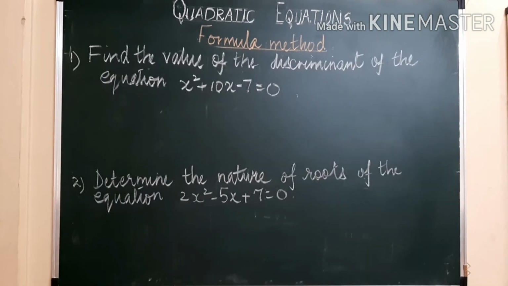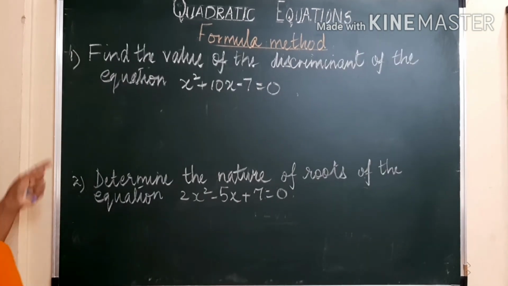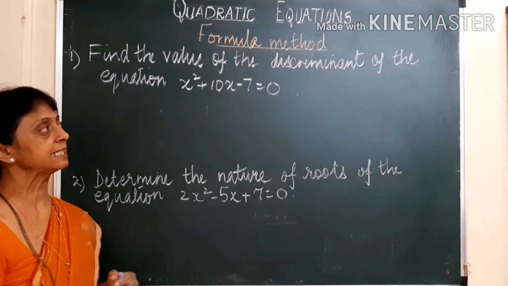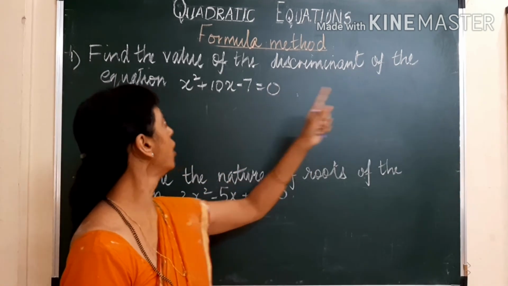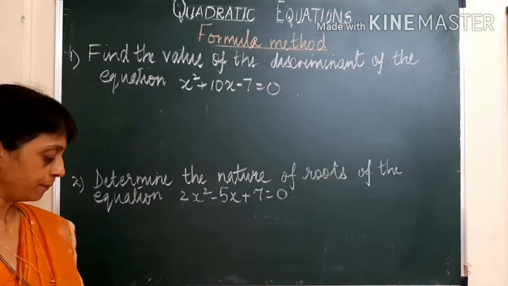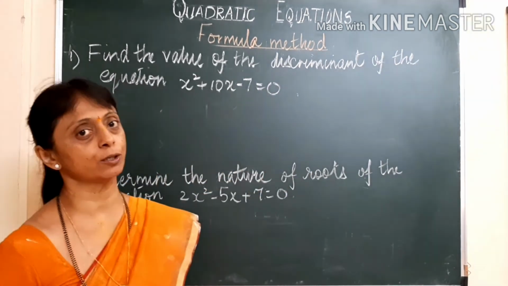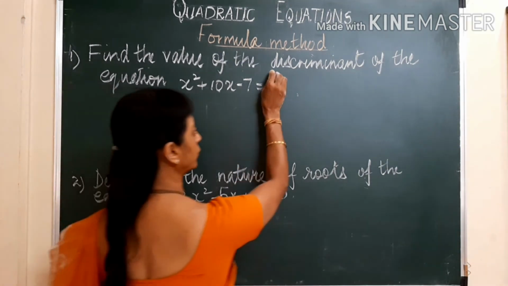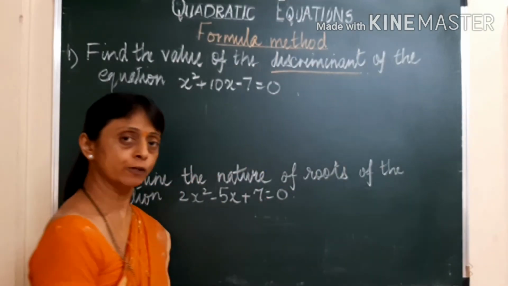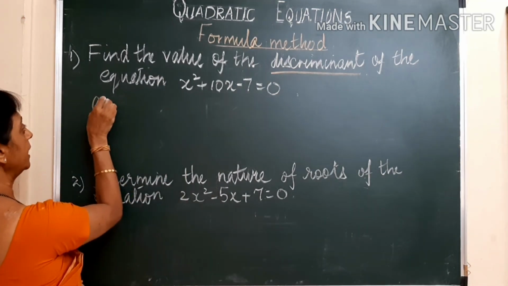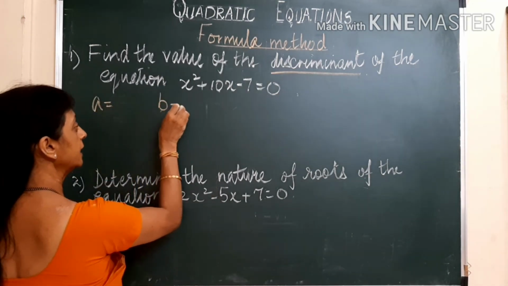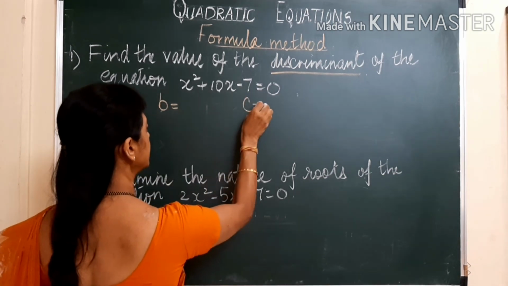Now children, let's solve a few problems more. On the board you can see two problems. Let's take them one by one. The first one, find the value of the discriminant of the equation x square plus 10x minus 7 is equal to 0. So you have to find out the value of the discriminant. So first step, what do you do, children? Write down the values of a, b and c.